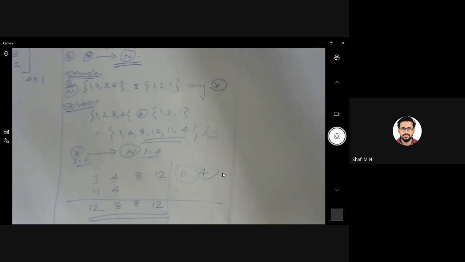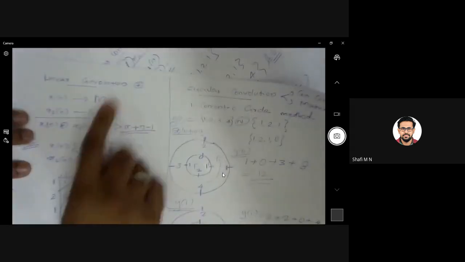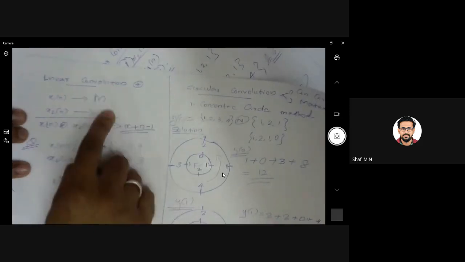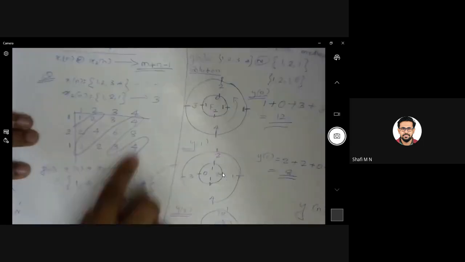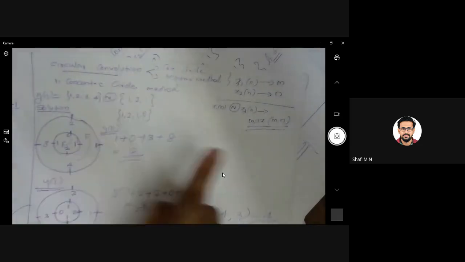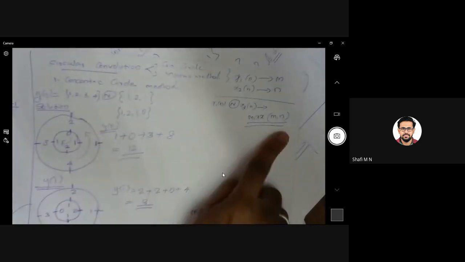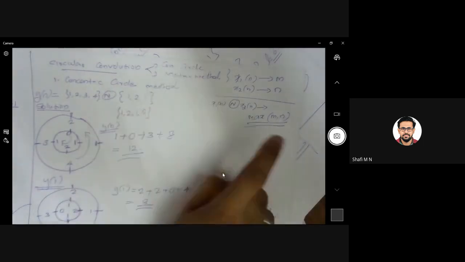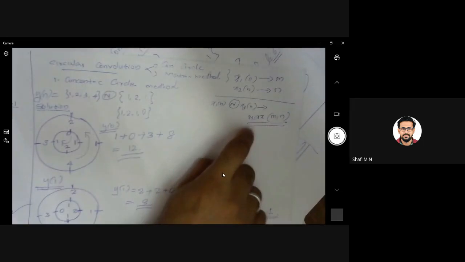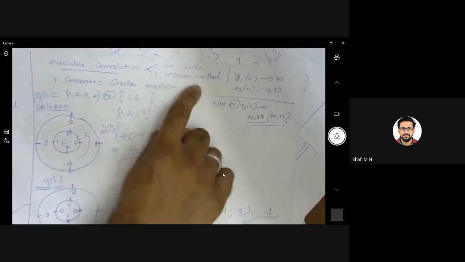So we started with linear convolution. In linear convolution, the length is m plus n minus 1, so m plus n minus 1 elements will be there. Then we moved to circular convolution, where the length is the maximum of m, n, and you had two methods: the concentric circle method and the matrix method. Comparatively, the answer will be shorter than with linear convolution.